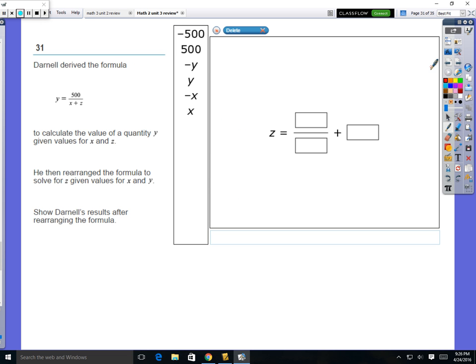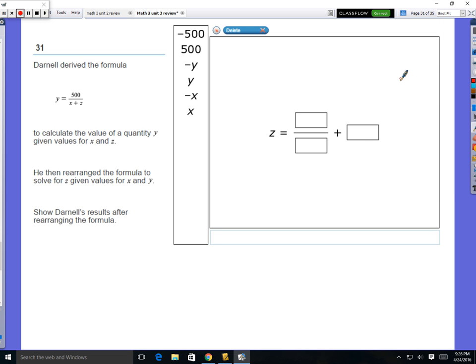31. Darnell has a formula. There are 3 variables, x, y, z. He then rearranged the formula to solve for z. So, this is fun. 500 divided by x plus z. Now the problem is z is on the bottom, so you have to ditch the z. Let's ditch them both, the x and the z.